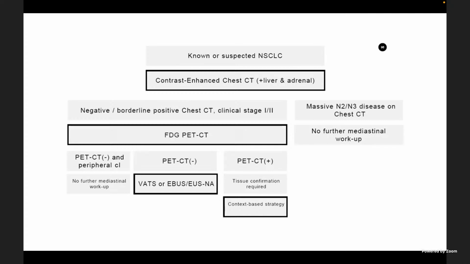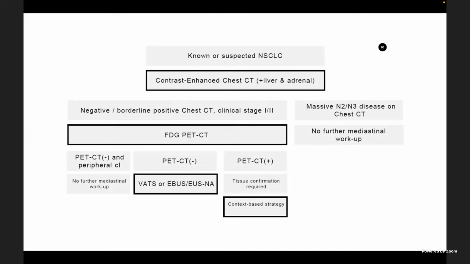If we have a peripheral tumor in which the PET is negative for the node, it says that no further mediastinal workup is necessary. But in case it is a central tumor and the PET is negative, it's always advisable to go ahead and do either a VATS, or preferably what we do more commonly, an EBUS or an EUS. If the PET is positive for the lymph nodes or the N2 nodes, a tissue confirmation is required there.